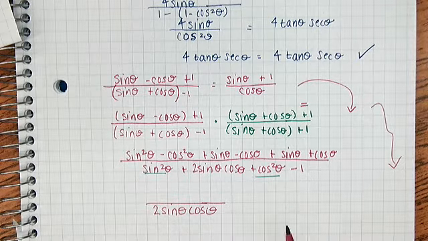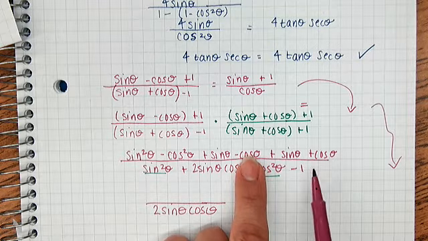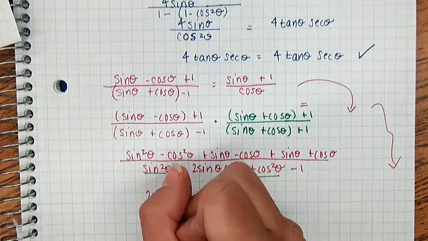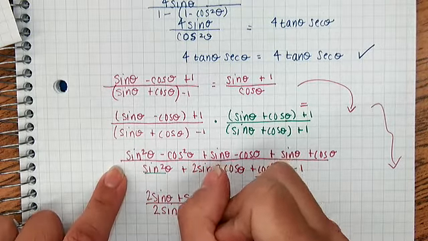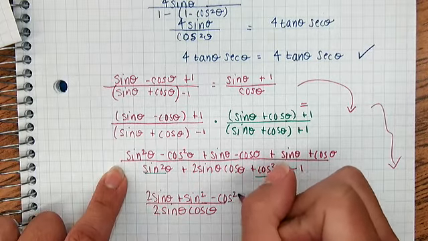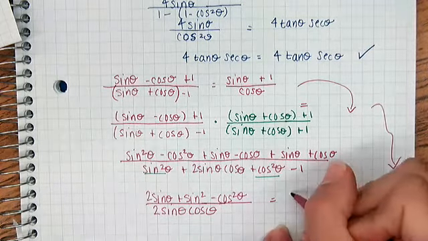Okay, in the numerator, negative cosine, positive cosine, that's gone. 2 sine theta plus sine squared minus cosine squared. And I'm just going to go ahead and rewrite it.